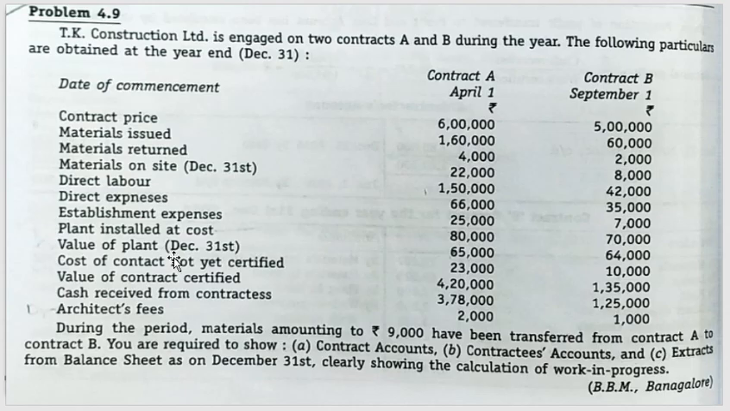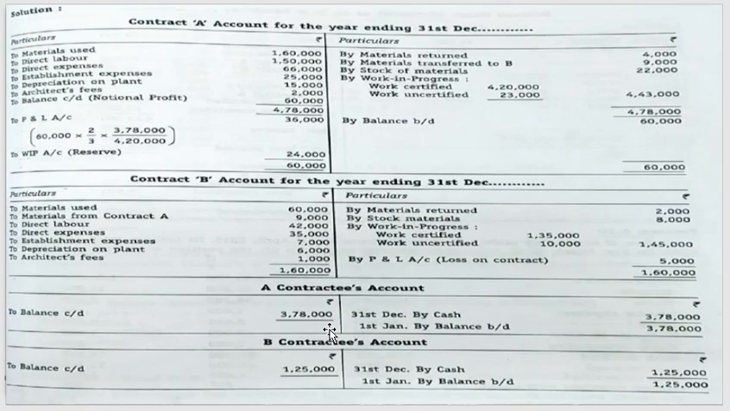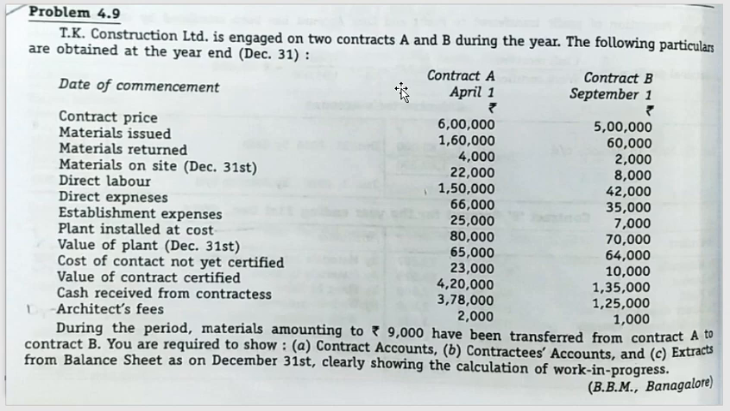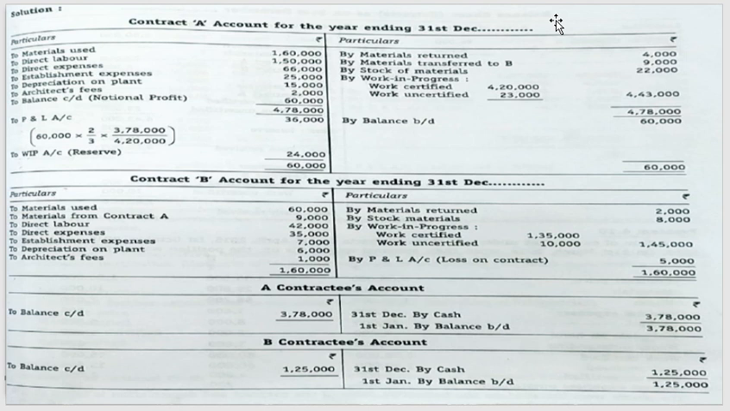Then, after calculating depreciation, we have taken establishment expenses, and we will also take architect's fees, which is 2,000. So 2,000 has been taken. Now when it comes to your credit side, your closing balance of material at site is taken, which is 22,000. Then value of plant will not be taken because we have directly written the depreciation. So we will take under work in progress, work not certified and work certified. Work not certified is 23,000. Work certified is 4,20,000. So 4,20,000 plus 23,000 will give you 4,43,000.